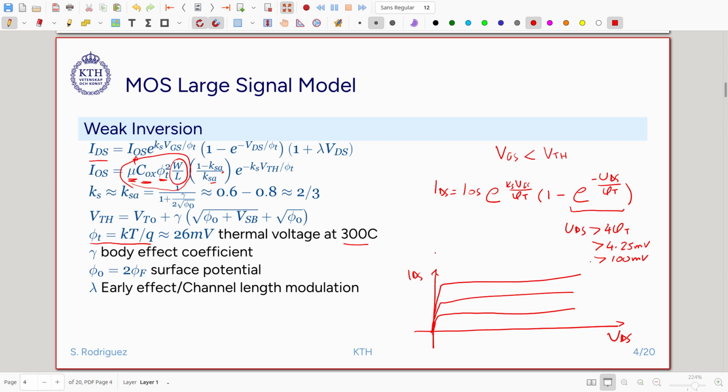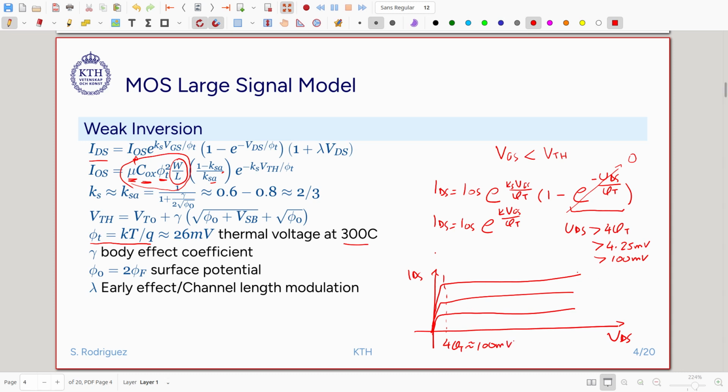Then under this condition, this term disappears, and then we have a much easier equation here, that is just the first exponential, VGS divided by thermal voltage. So this is for VDS around 100 millivolts. These lines become almost horizontal.